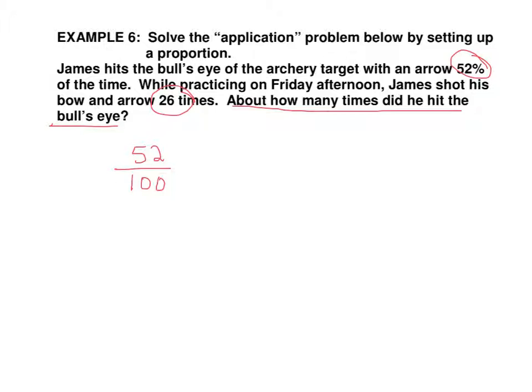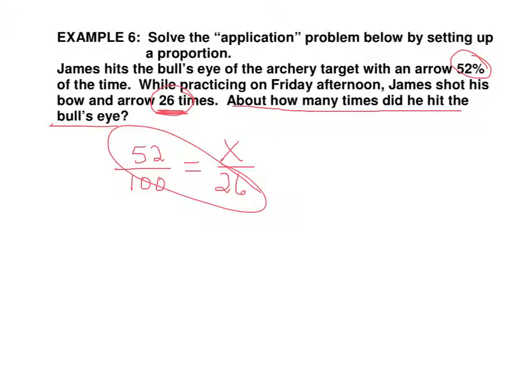So we need to figure out what is the part and what is the whole. The part goes on top. He says he shot the arrow 26 times, so that's actually the total, so we'll put that on the bottom. About how many times did he hit the bullseye? So that's what we're looking at. Alright, so now we need to cross multiply and solve.